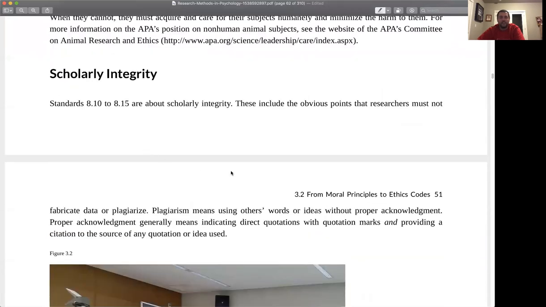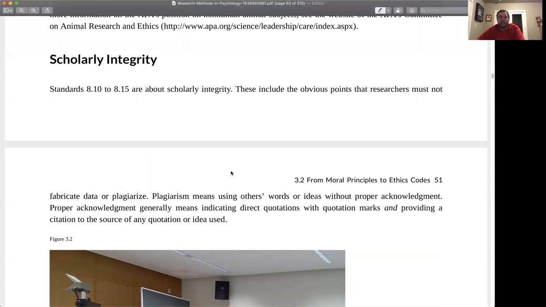Scholarly integrity, this just means that you're not lying, which sounds silly, but absolutely it happens every single year. There's a high-profile researcher who is discovered to be fabricating data, so they're just making up numbers to support hypotheses. Plagiarism as well, it's always a concern at any level of academia, but yes, professionals plagiarize also. And so that's obviously a big no-no.